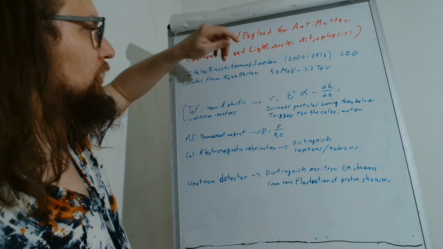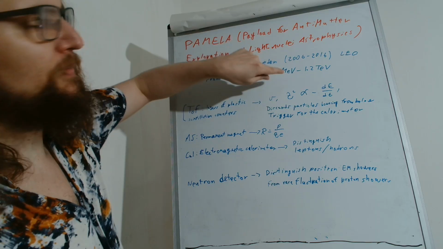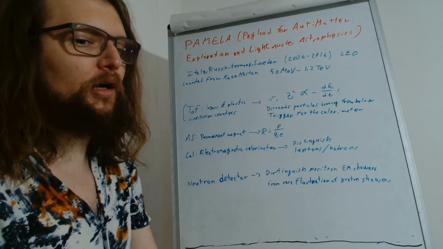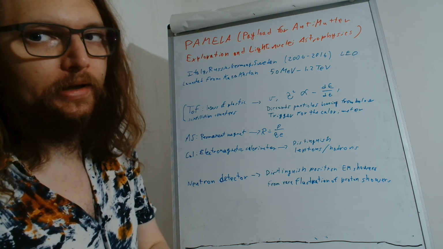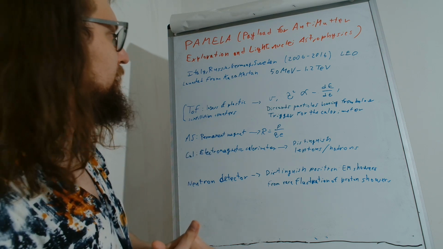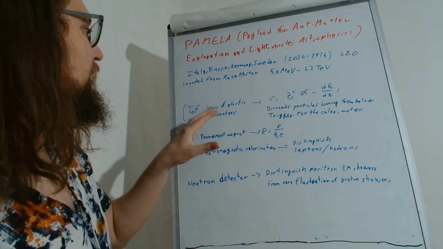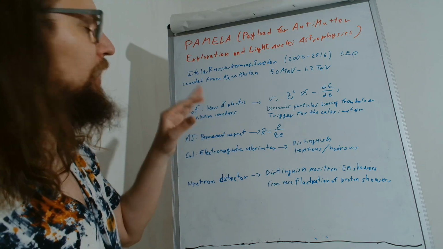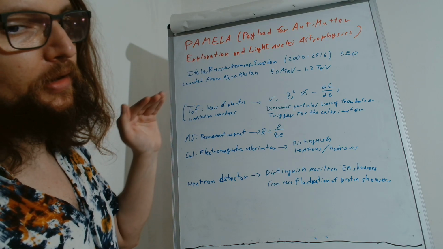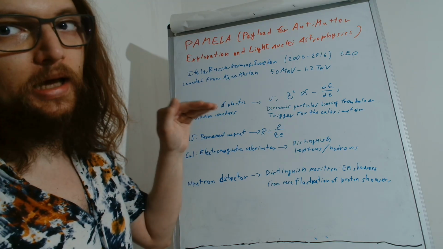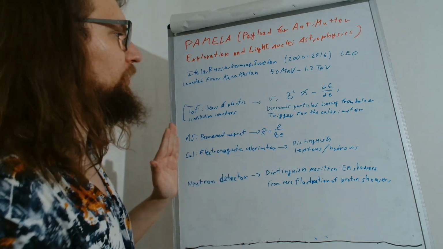The energy range it could detect was from 50 megaelectron volt to 1.2 teraelectron volt, so up to about 10 times more than the BESS experiment. The time-of-flight device, like the BESS experiment, has layers of plastic scintillation counters, but now there is one layer at the top, then at the middle, and at the bottom above the calorimeter, because this time it has a calorimeter.